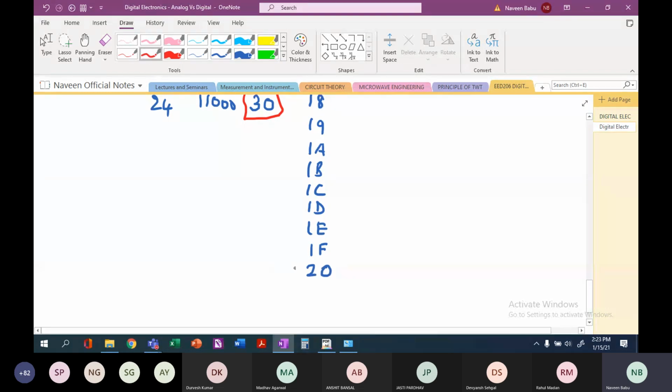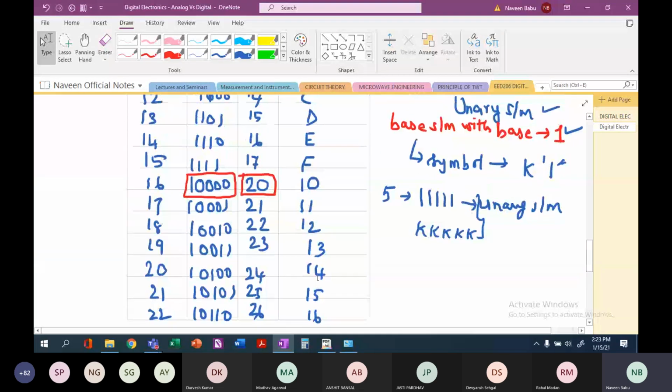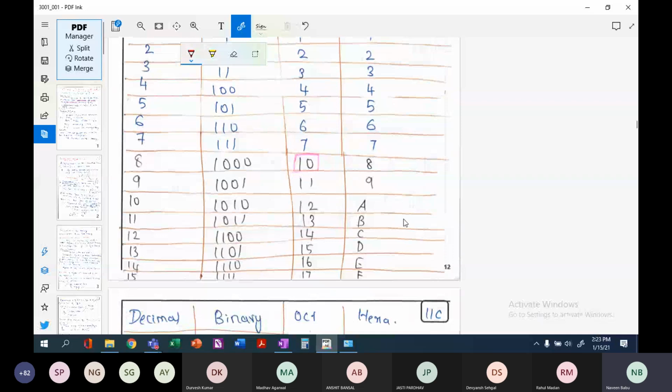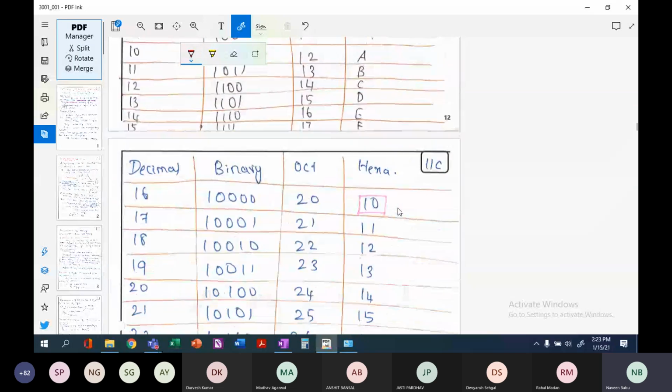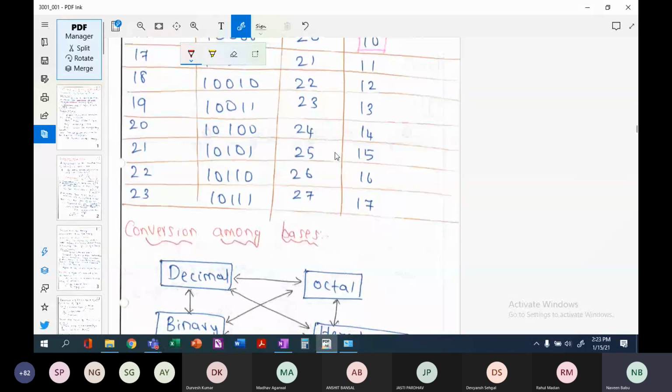So where are the resets taking place? It is at this particular place, 20, it is getting a reset. At 10, it is getting a reset, right? So this is how the number systems and the equivalent values are written here, right? So this is the same thing.